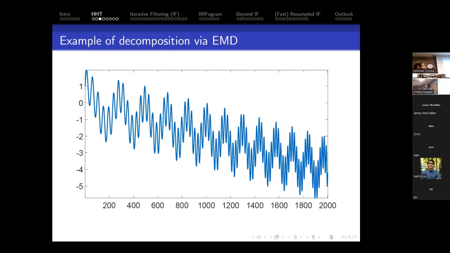Now, with naked eyes, you can see that there is a trend, there is a high frequency oscillation on top of a low frequency oscillation, right? Or middle frequency. Why can we see the high frequency oscillation? Because we can imagine that there is this kind of moving average on top of which you have the high frequency oscillation. So that's exactly how EMD works.